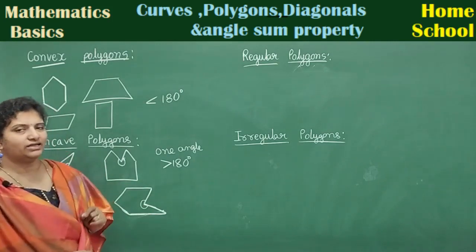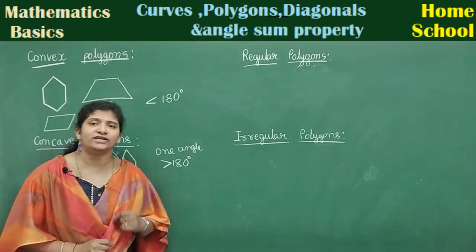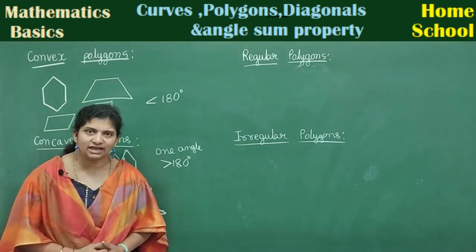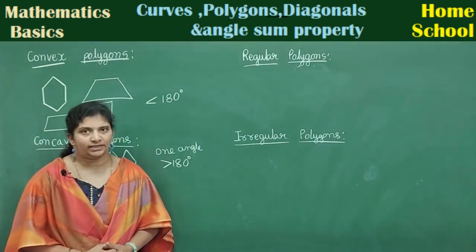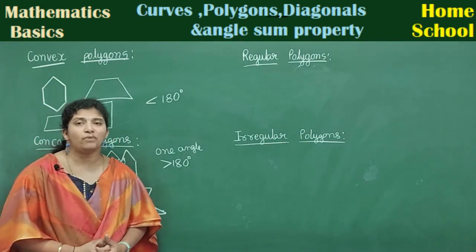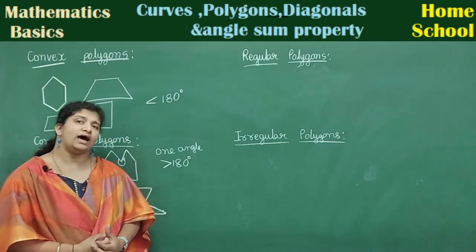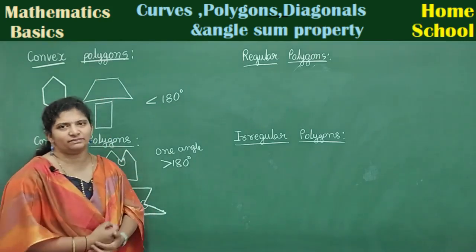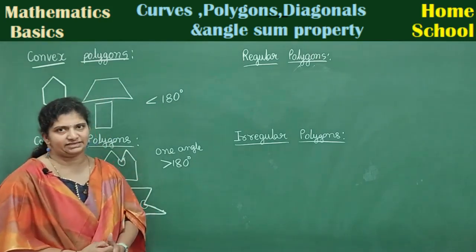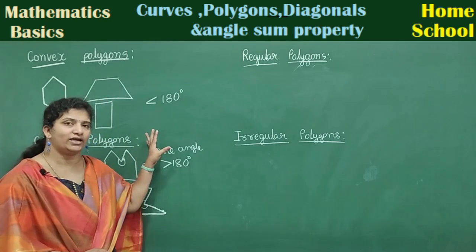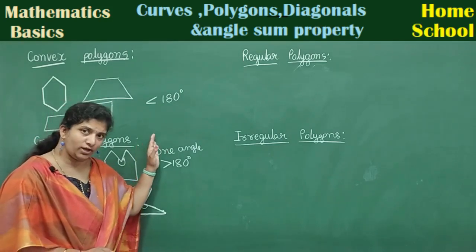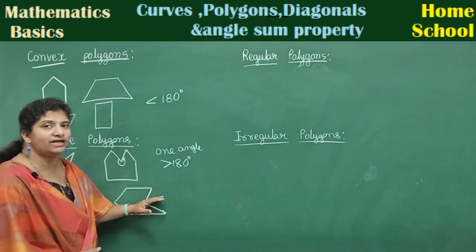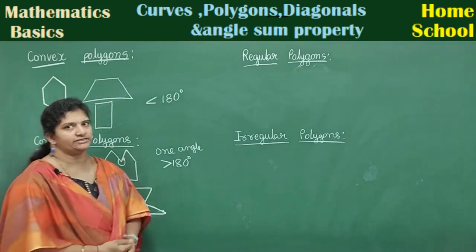Any one angle in the given polygon, if it is more than 180 degrees, then we can say it is a concave polygon. And in a polygon, if you see all the angles separately, each angle will be less than 180 degrees, then those types of polygons are called convex polygons. And any one angle more than 180 is called a concave polygon.